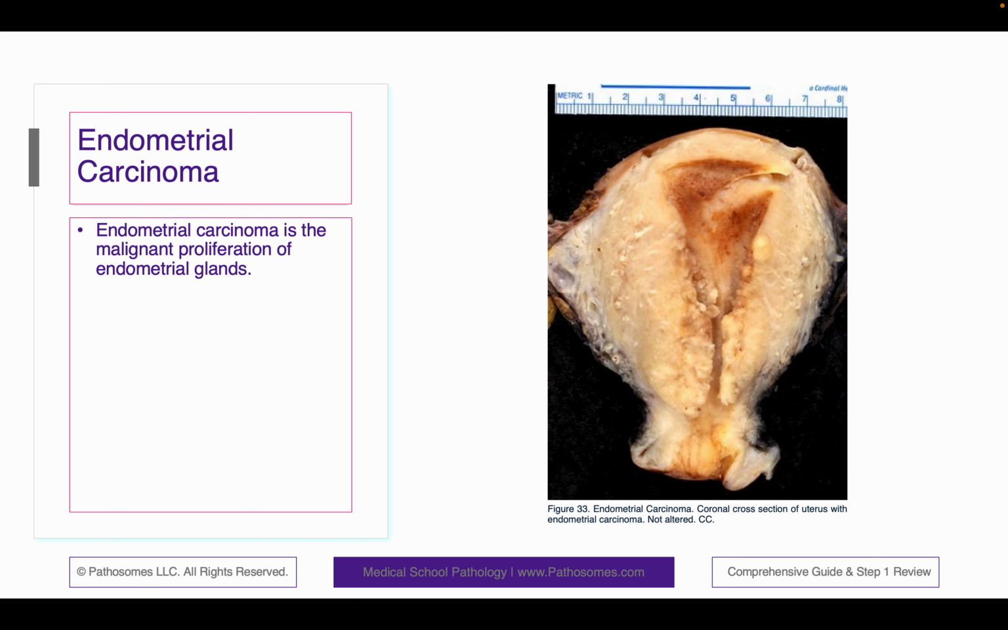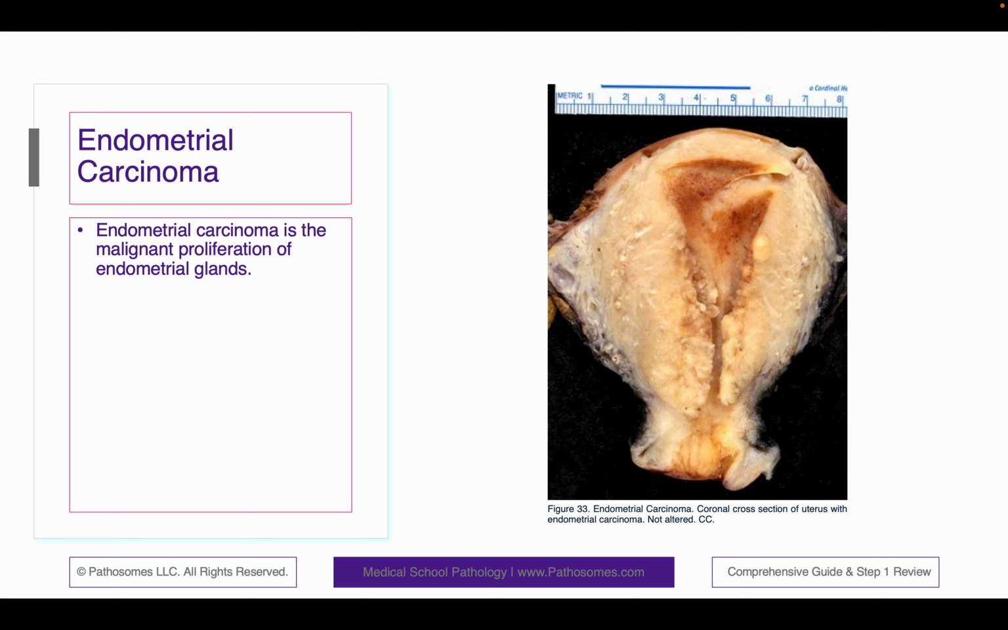And this, my friends, is endometrial carcinoma. We have endometrial carcinoma, and this is the malignant proliferation of endometrial glands. So to the right here in the picture, we have a cross-section of the uterus, right? Patient went to surgery, had their uterus removed. It showed up in the lab, was bisected.